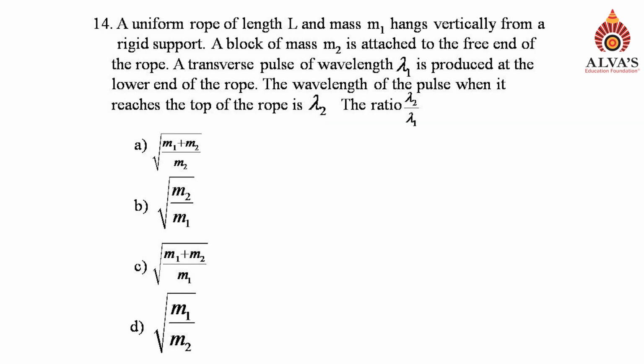A uniform rope of length L and mass M1 hangs vertically from a rigid support. A block of mass M2 is attached to the free end of the rope. A transverse pulse of wavelength lambda 1 is produced at the lower end of the rope. The wavelength of the pulse when it reaches the top of the rope is lambda 2. Find the ratio of lambda 2 to lambda 1.